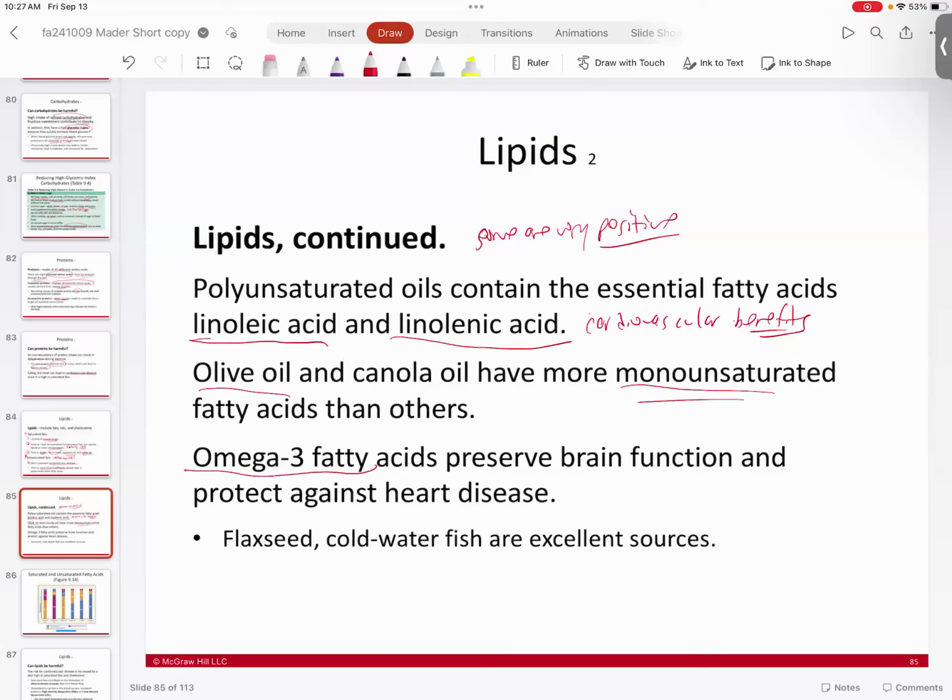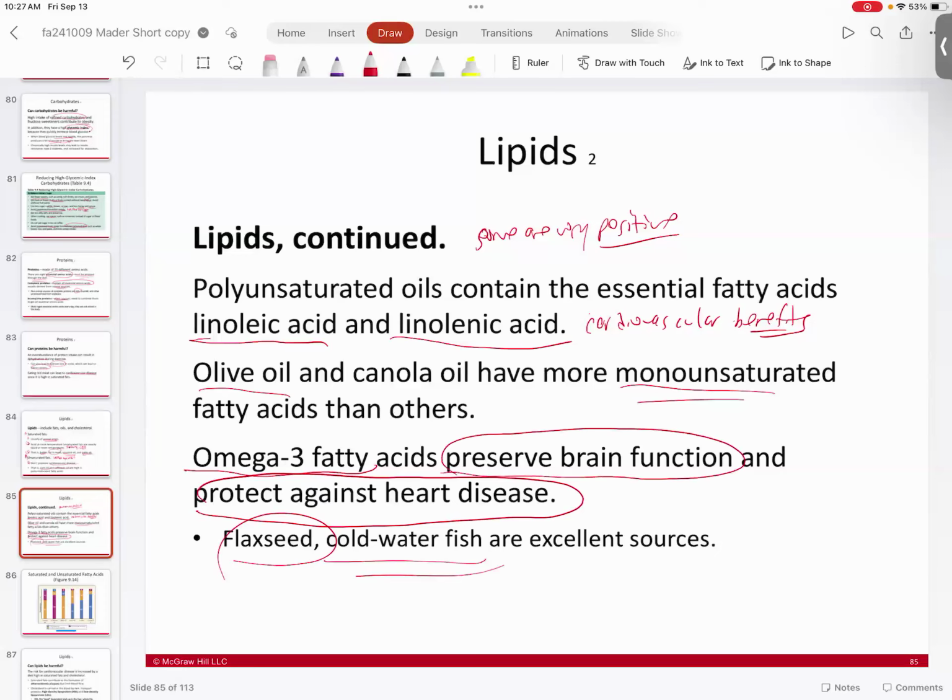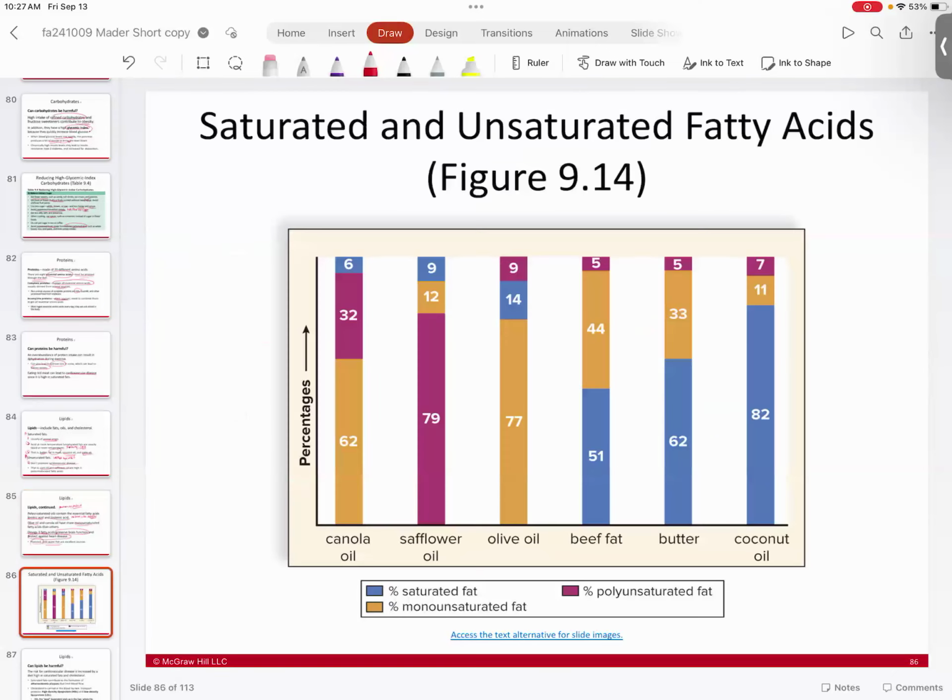The omega-3 fatty acids, right? So these guys are important because they're actually protective against heart disease, which is the reason why you want to take your flaxseed oil or your cold water fish, like fish oil, because these omega-3s are actually very pro-cardiovascular. They also are important in brain function. So you want to make sure you take these omega-3s. That's kind of what it looks like.